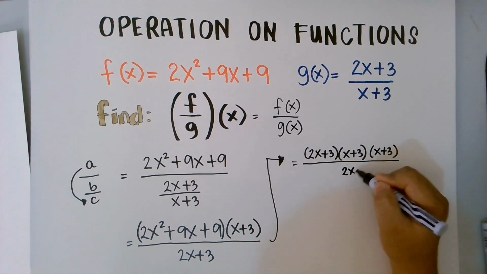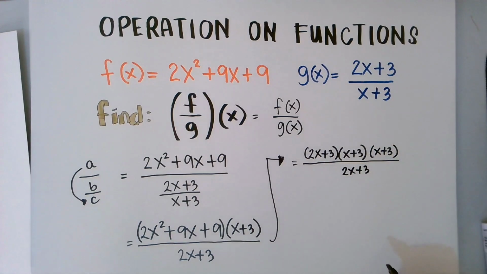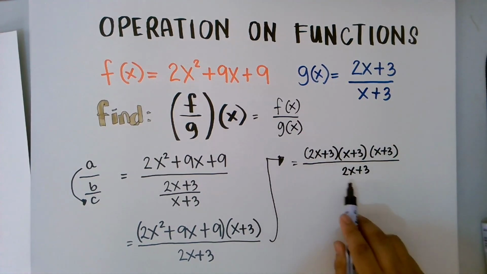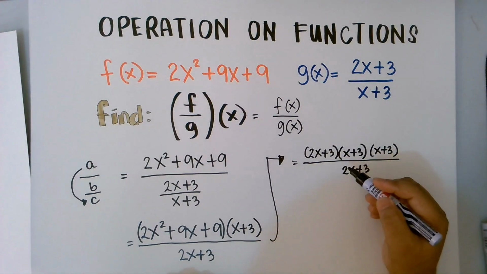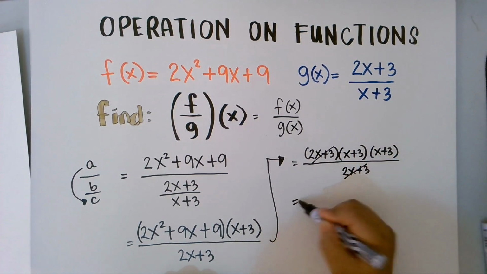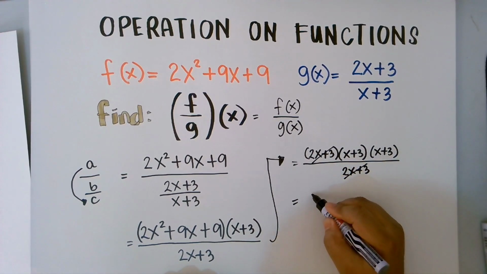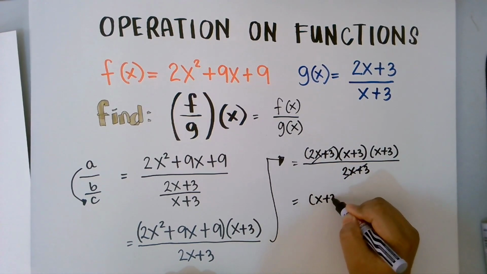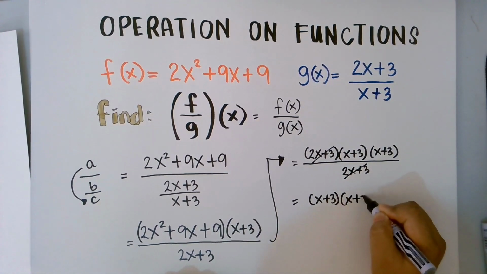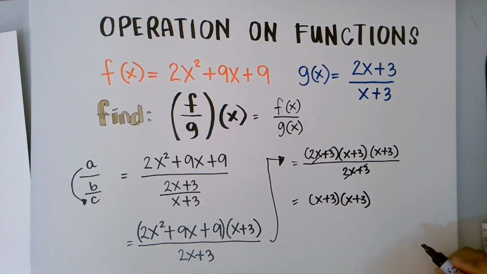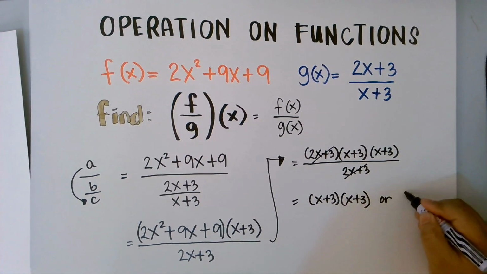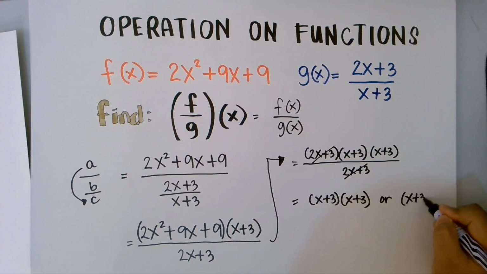Alright. So, now, let's check if meron nang common factors na pwedeng makancel. Ayun, meron na. So, dahil merong common factors, i-cancel natin yan. Okay? So, cancel. So, ang matitira na lang ay yung x plus 3 sa numerator times x plus 3. Okay. Now, since pareho lang sila, you can express your answer in this way. So, it could be x plus 3 squared.